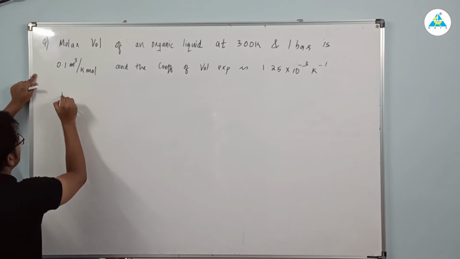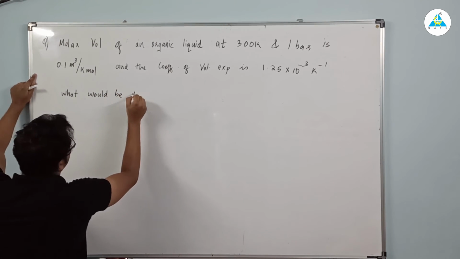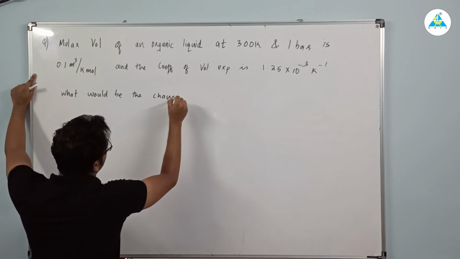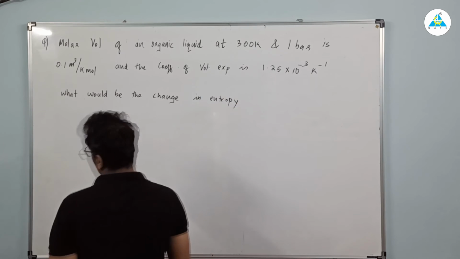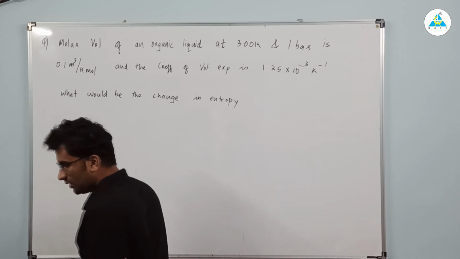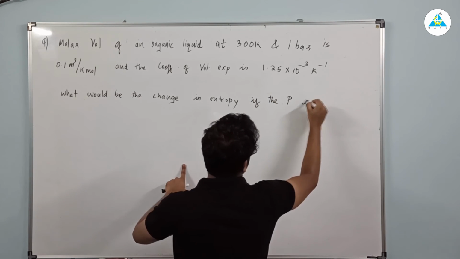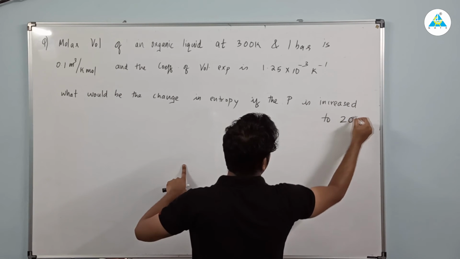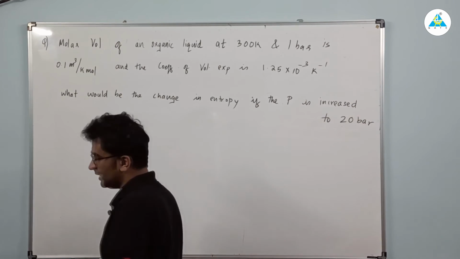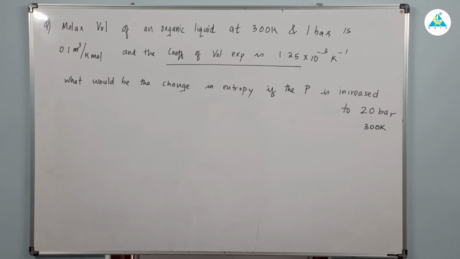The question is, what would be the change in entropy if the pressure is increased to 20 bar? What would be the change in entropy if the pressure is increased to 20 bar?